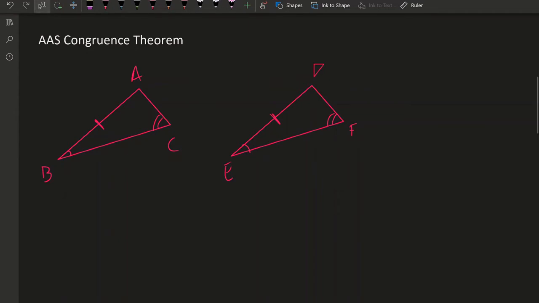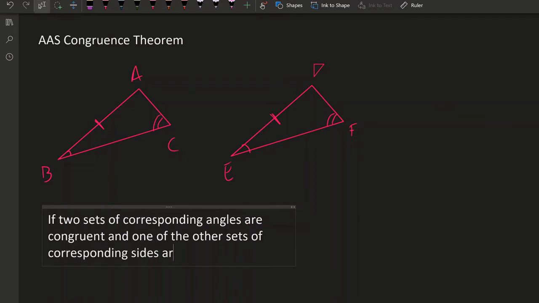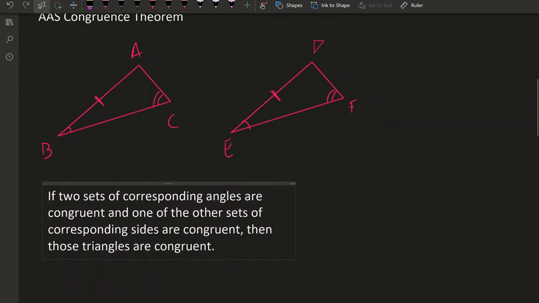So in this case, I would say if two sets of corresponding angles are congruent and one of the other sets of corresponding sides are congruent, then those triangles are congruent. And that is the last congruence theorem of this chapter.